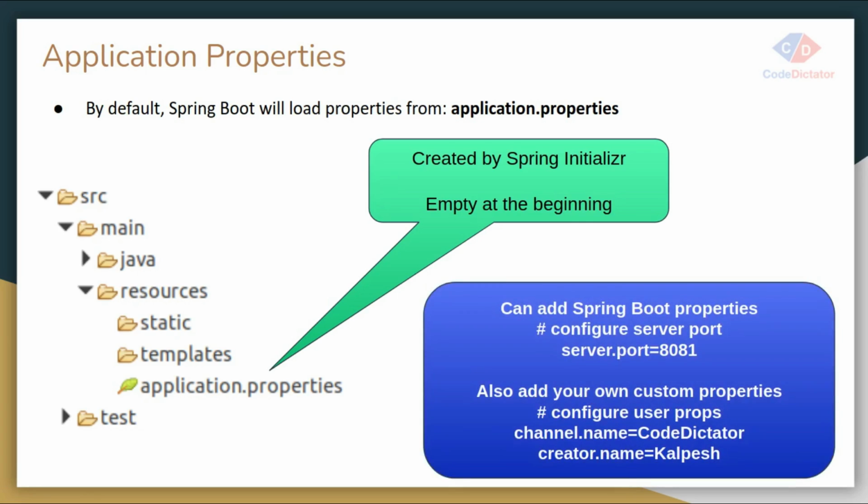So what kind of properties can we set? We can add Spring Boot properties. If I want to change the port, by default it's running on 8080, so I can change that port with server.port and set it to 8081. We can also add our own custom properties, like if I want to set some name or some extra property, such as channel.name, which is Code Dictator, or creator.name, which is Kalpesh.